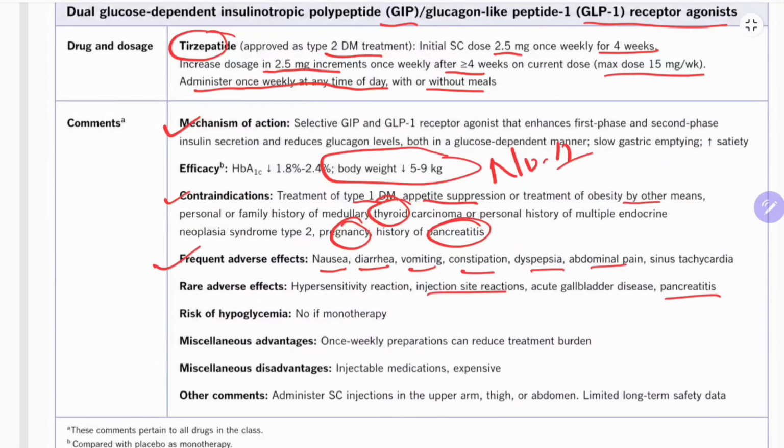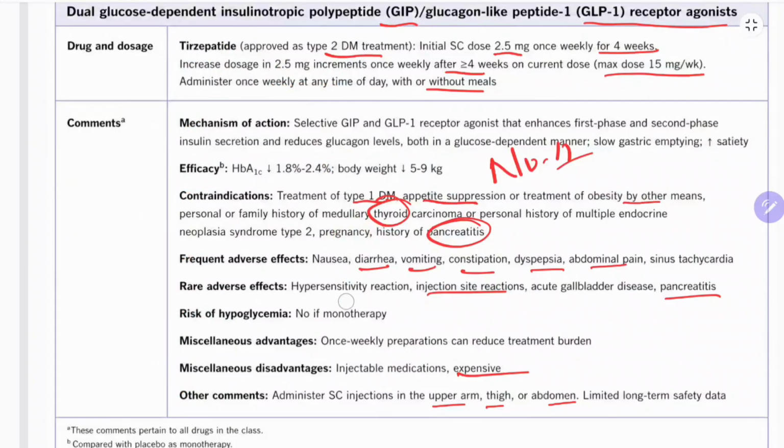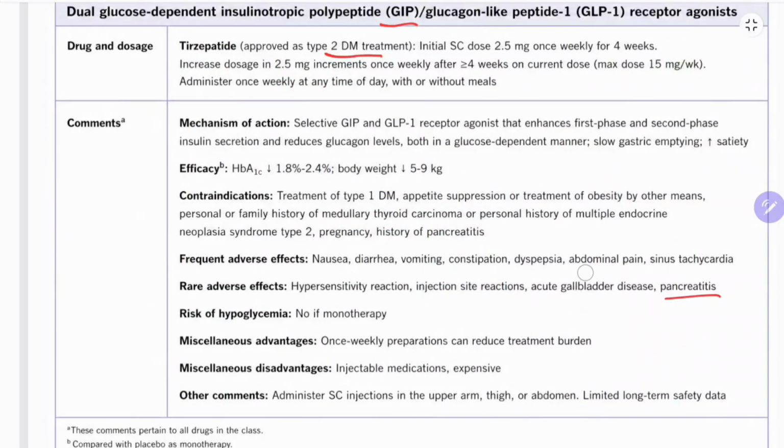Pancreatitis, injection site reactions, and hypoglycemia risk is not there if monotherapy. Expensive, this is the main drawback. Other comments: inject on upper arm, thigh, abdomen. Up to 15 mg per week you can give, but we don't go to 15 mg actually.